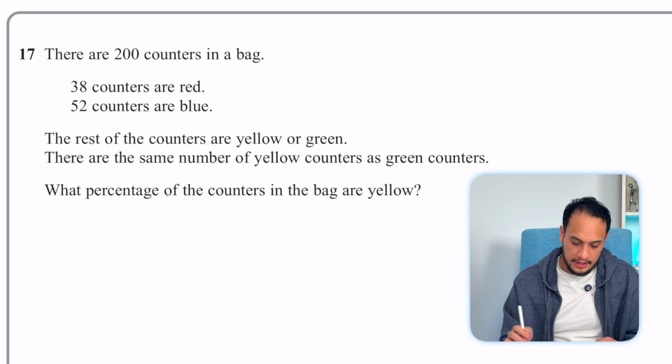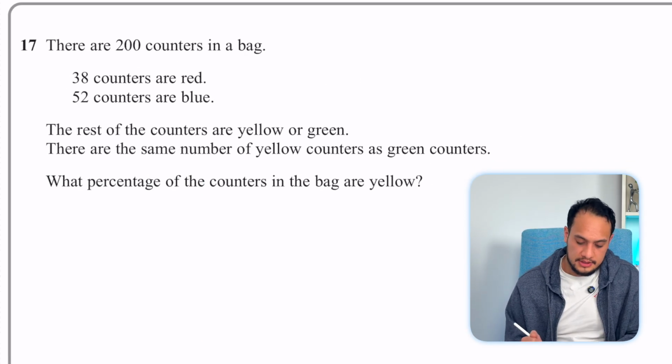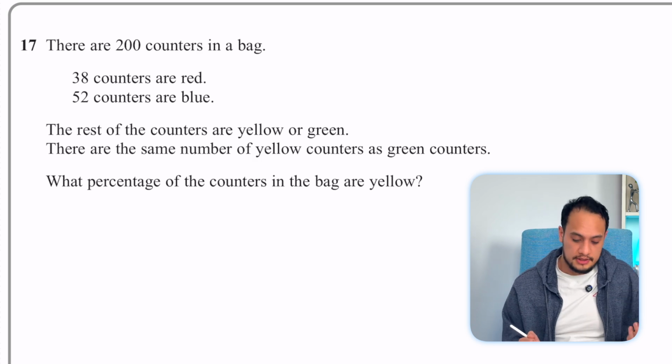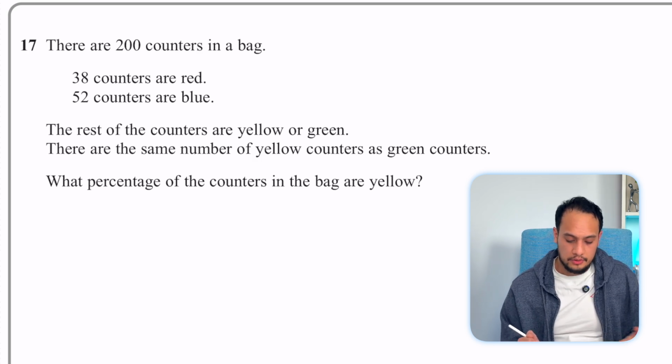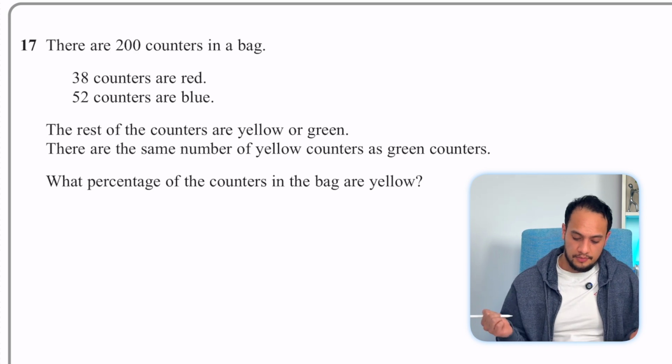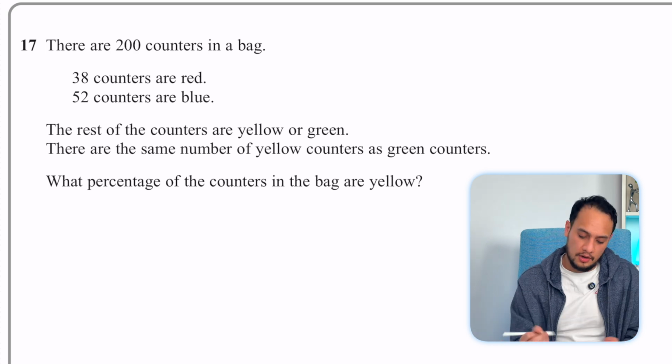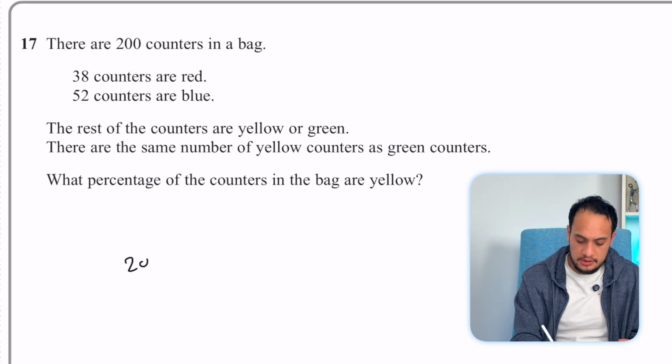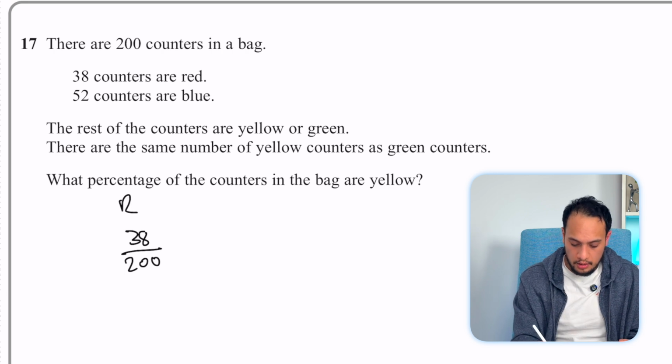Okay, next. So there are 200 counters in the bag. 38 counters are red, 52 counters are blue. The rest of the counters are yellow and green. There are the same number of yellow counters as green counters. What percentage of the counters in the bag are yellow? What I'm going to do is make some fractions. So I've got 200. I can say 38 are red. I'm going to label it R. Then I know that 52 over 200 are blue.